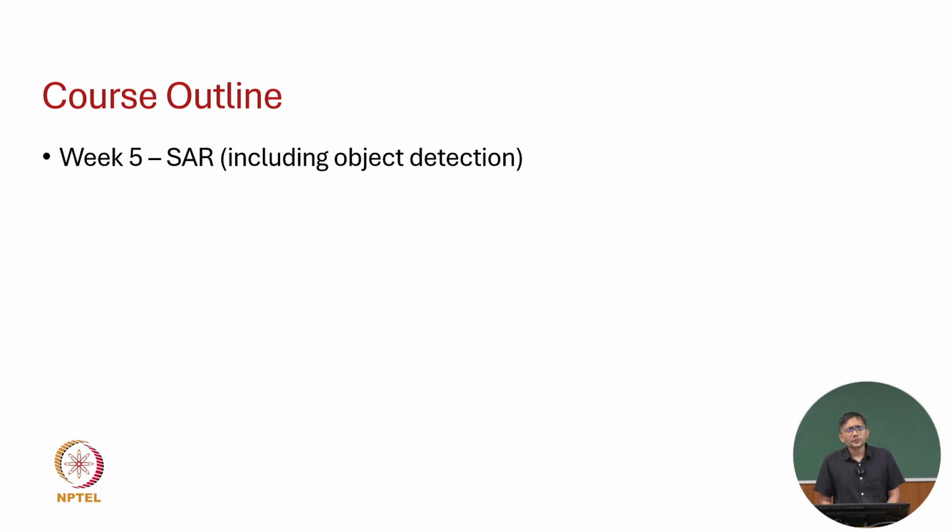Now the week 5, we will be taking forward our discussion to SAR image analysis. So we'll be talking in the context of, let's say, SAR classification, but at this point we will also introduce object detection, which we have not discussed before. Till week 4, we have talked about semantic segmentation architectures, let's say UNET, but we haven't talked about object detection architectures. In week 5, we will also be introducing object detection architectures.